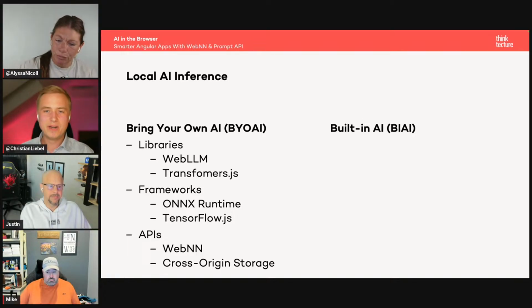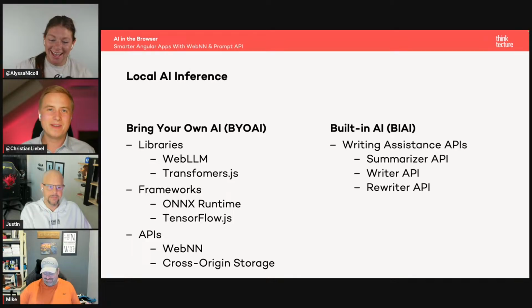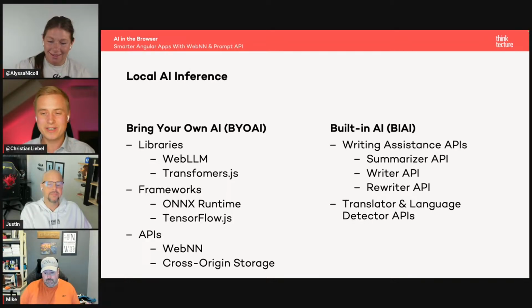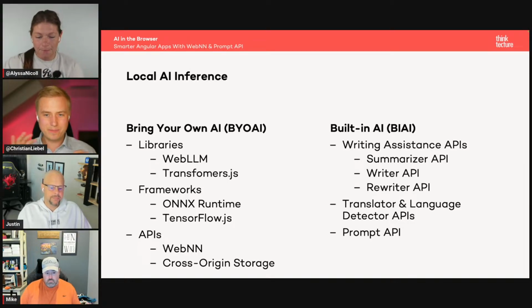Then there's built-in AI, BIAI, I guess. And then we have several APIs like writing assistance APIs, translator and language detector APIs, the prompt API. That's what we have in that space. And what this exactly means and where they belong, I will show you in the demos. So let's start with the first one.